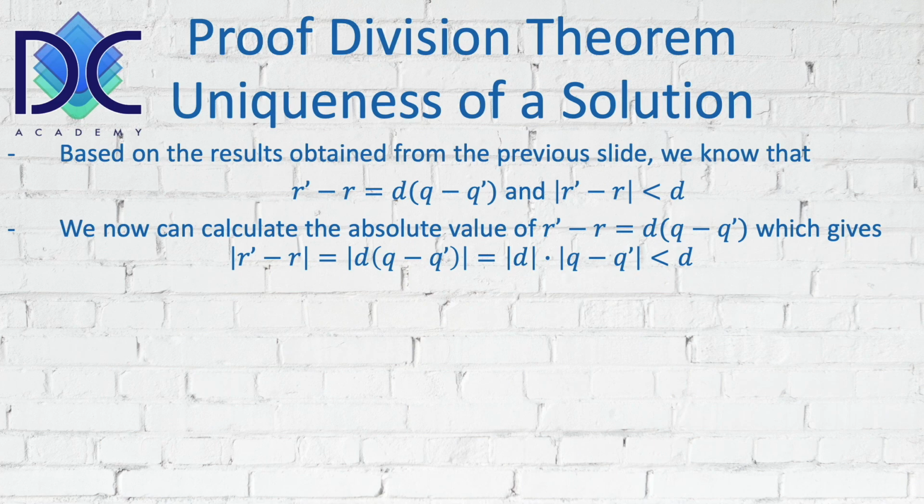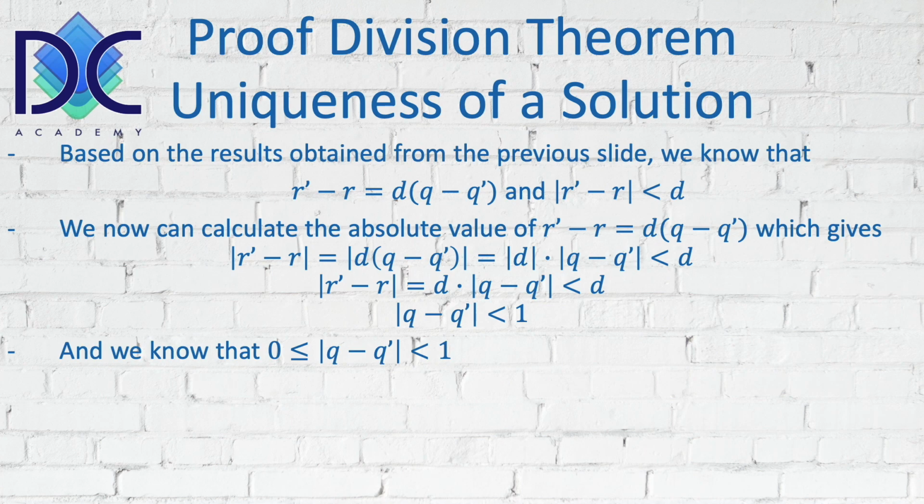So I can say that the absolute value of D times the absolute value of Q minus Q prime is smaller than D. Now, we already know that D is a positive number, so the absolute value of D is equal to D, and we can divide both sides by D, and I find that the absolute value of Q minus Q prime is smaller than 1. Based on this, we also know that the absolute value of Q minus Q prime is between 0, and can be equal to 0, and 1.